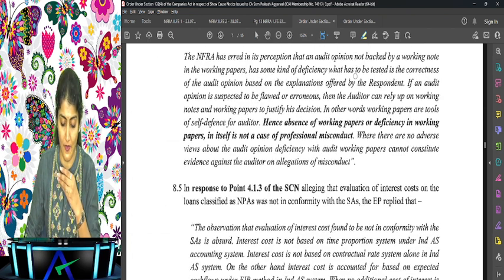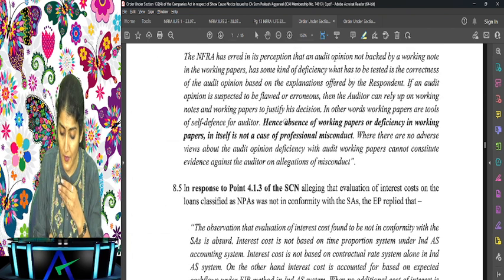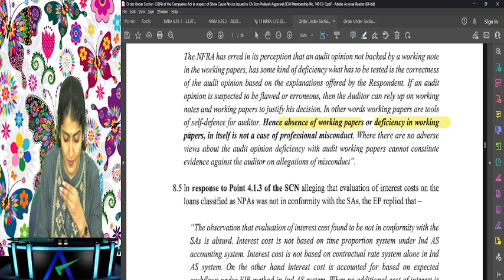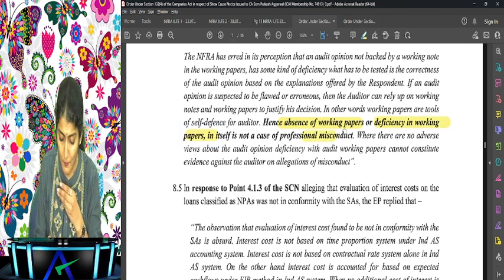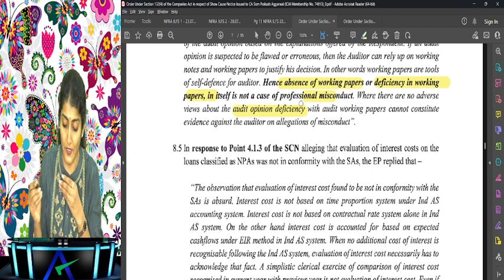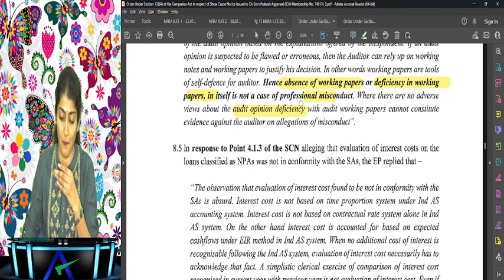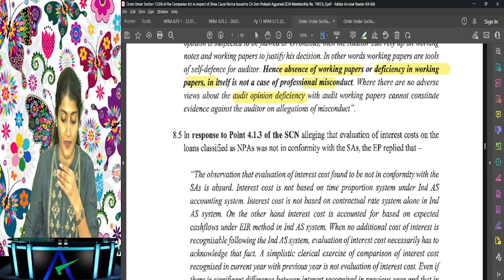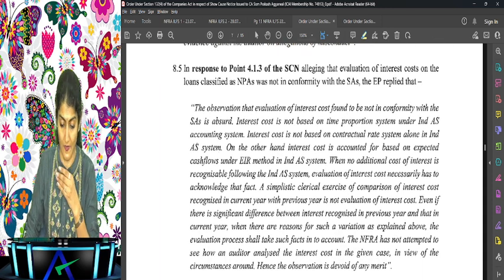The EP further informed. And then hence, absence of working papers or deficiency in working papers in itself is not a professional misconduct. Where there are no adverse views about the audit opinion, deficiency in audit working papers cannot constitute evidence against the auditor on allegations of misconduct, right?